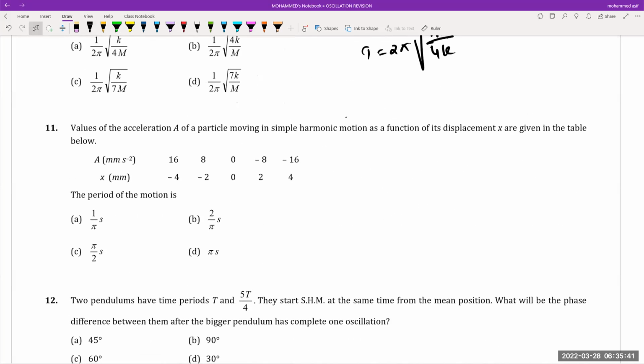Values of acceleration A of a particle moving in simple harmonic motion as a function of its displacement x are given in the table below. The acceleration is given in mm and x is also given in mm. So the period of the motion will be equal to how much?